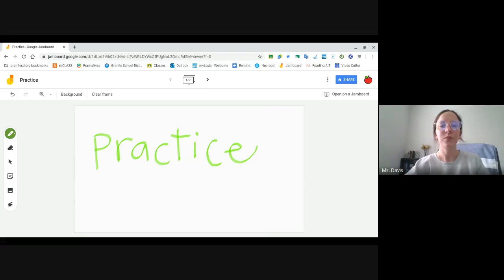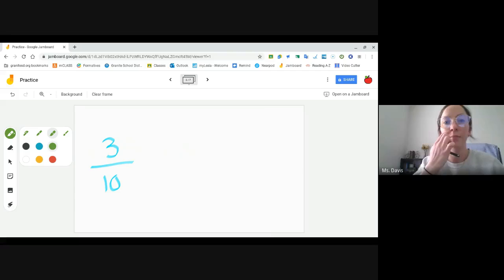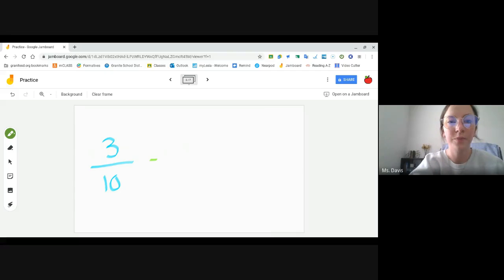Here we go. So we are going to practice just a couple examples from level 8 and 9, both of which are converting a fraction to a decimal. Level 8 is just a regular fraction. Level 9 is mixed numbers. So we will do 3 of each. Starting with 3/10, we're going to go to decimal form.